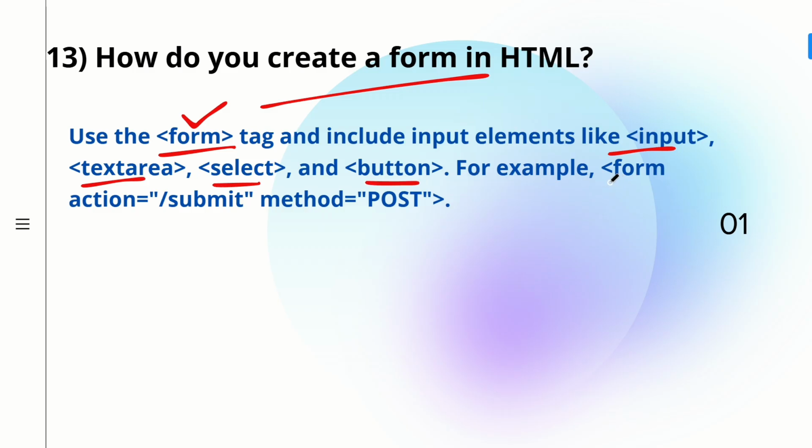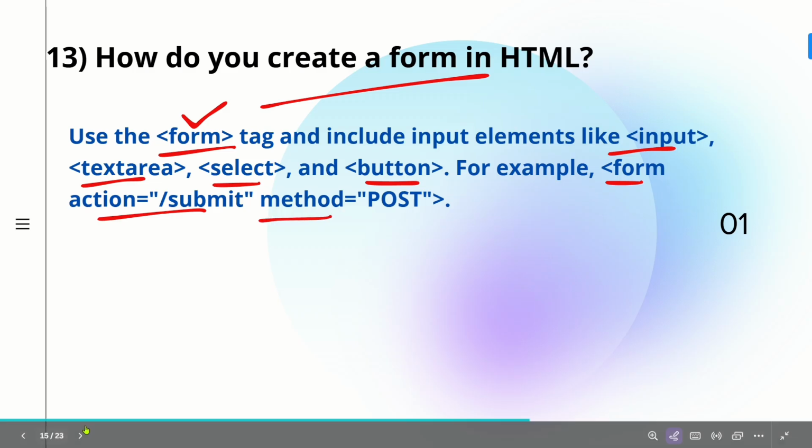For example, see, this is the code example. We have to make use of this form tag, and then in this we have action, that is what action we are supposed to do when the button, like the save button, is clicked. So we have to do the submit, and by what method? By post method.